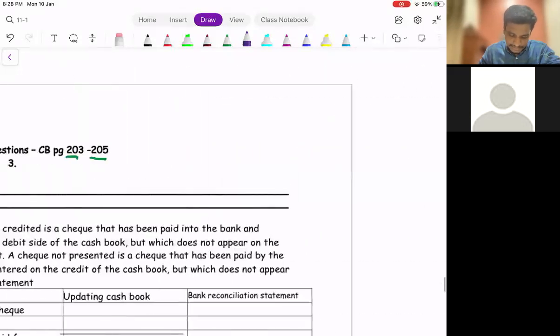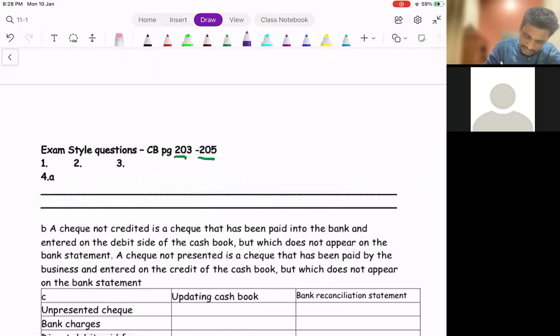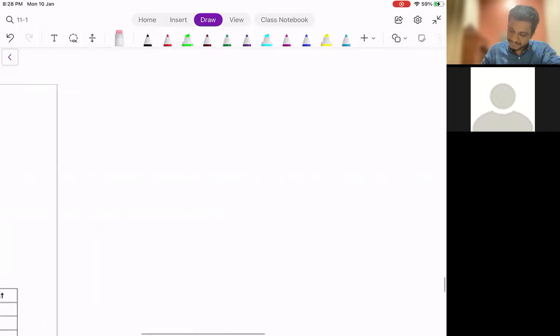So I already prepared the space to write the answer. So we write here D. Oh, I'm sorry. Cost book page number 203, not 213. Sorry. Cost book page number 203. Okay, answer number one is D.